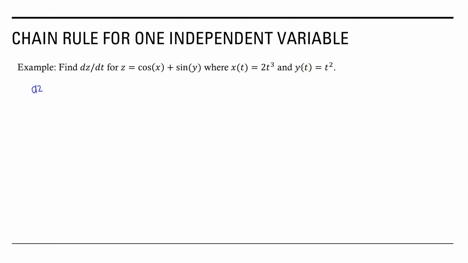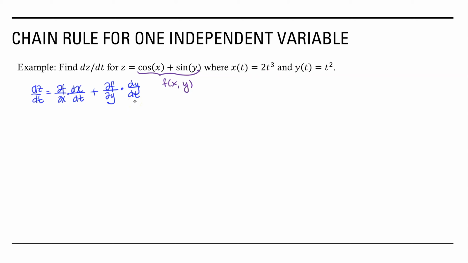So my dz dt is going to be the rate of change for my function f with respect to x times dx dt, how x changes with respect to t, plus the rate of change for f with respect to y, so how y changes, times dy dt. Now, that f that we're talking about is this cosine of x plus sine of y. So basically we need 4 different derivatives here.